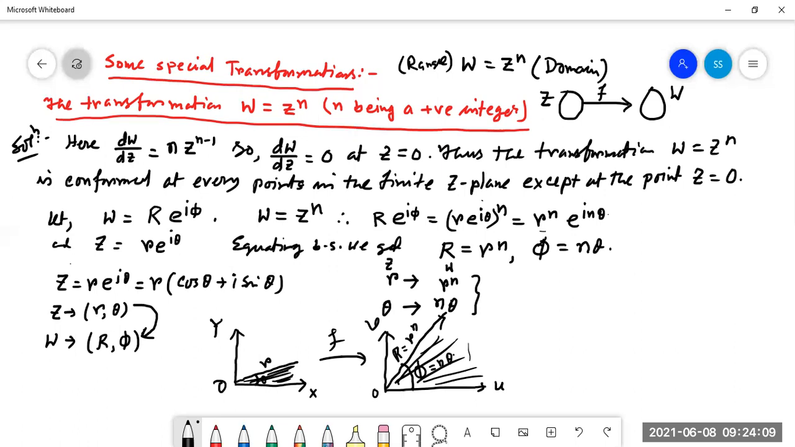This is the W plane. So after the transformation, which means mapping, we can say that it is an n times magnification. The transformation is nothing but an n times magnification. Is it clear?